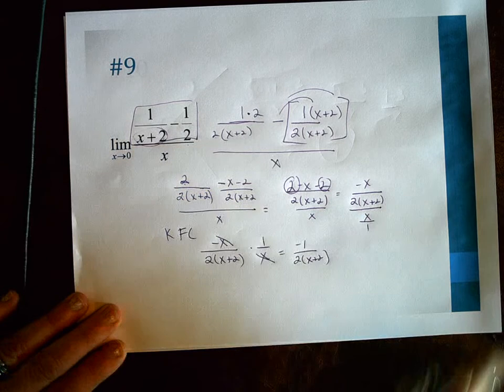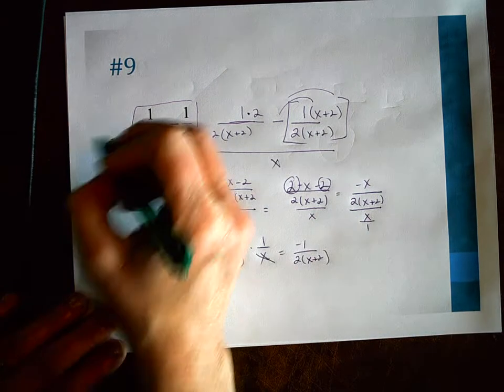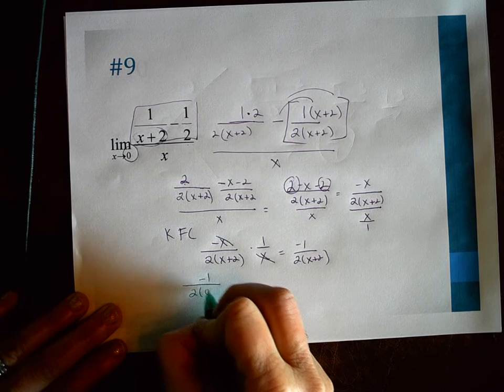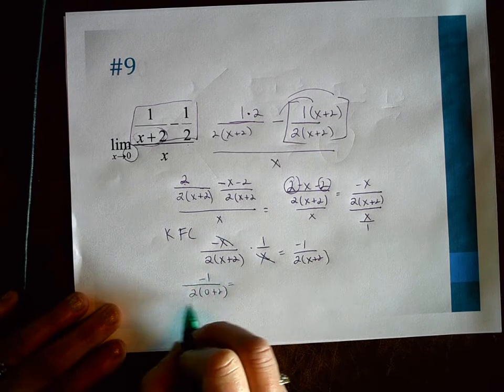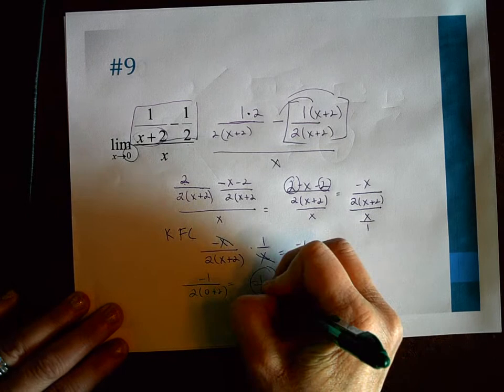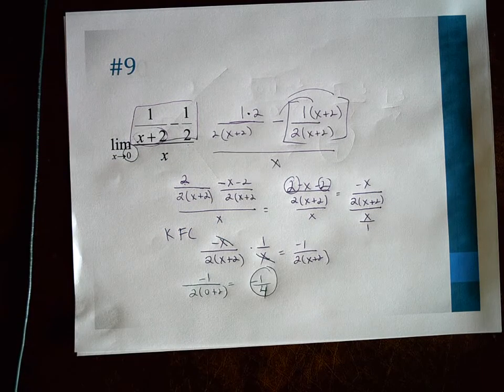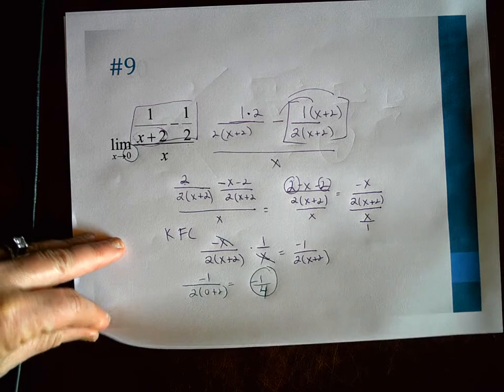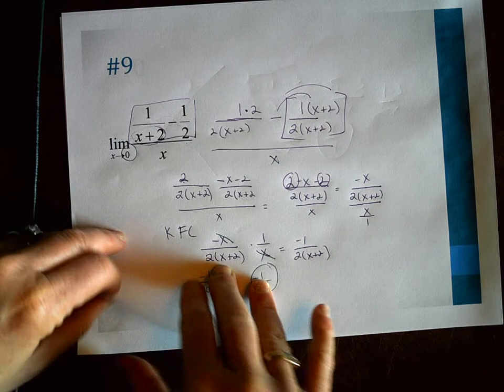And now you do direct substitution. We're plugging in 0. So negative 1 over 2 times 0 plus 2. That's 2 times 2, negative 1/4. A lot of answers are 1/4. I think the last 3 answers. Okay? You might see one like that on the homework.